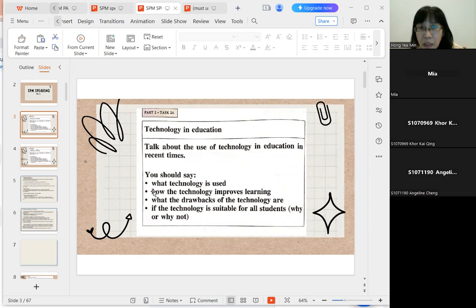Okay. So what technology is used? How does the technology improve learning? What are the drawbacks of the technology? Is the technology suitable for all students, why or why not? Do you understand the meaning of drawbacks?